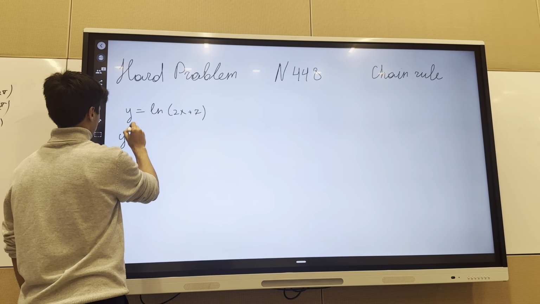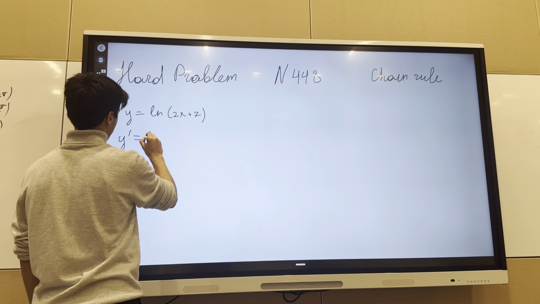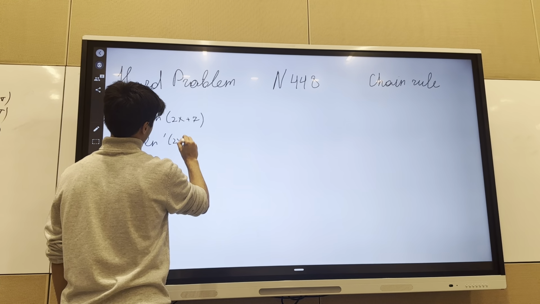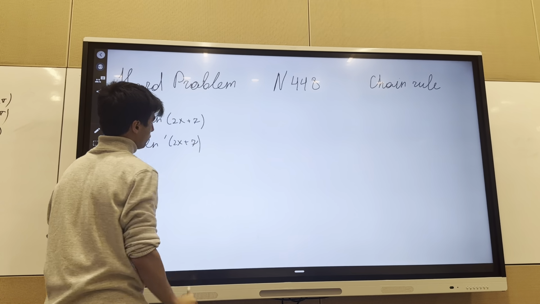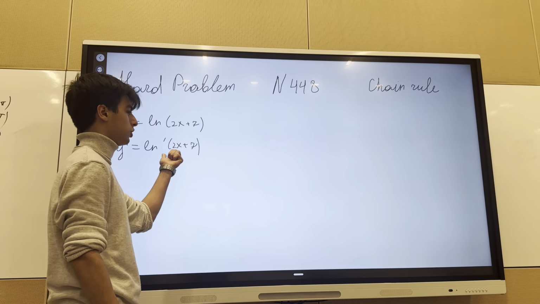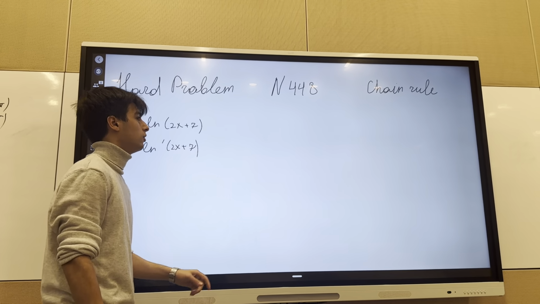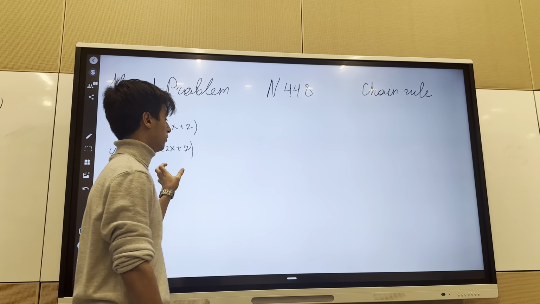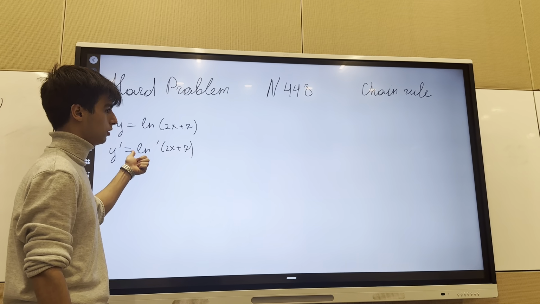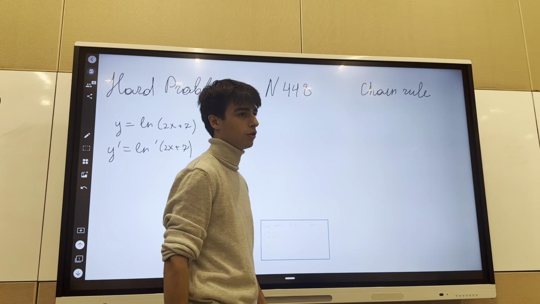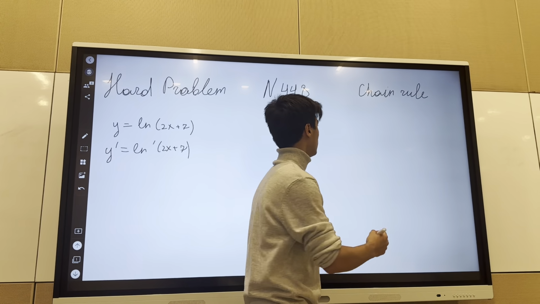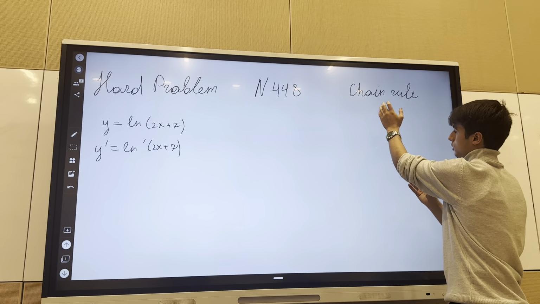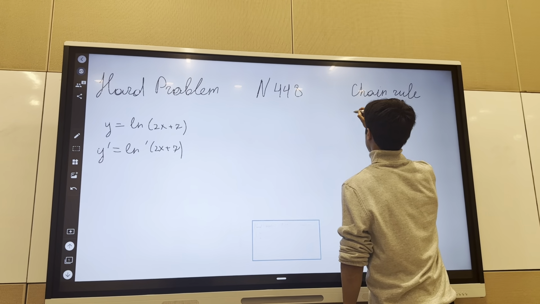To find this function's derivative, we must know two main differentiation rules. The first one is the chain rule, because this function is a composite function, and also we must know the derivative rule for inverse functions, because ln x is the inverse function of e to the power x. First of all, we must learn the chain rule.